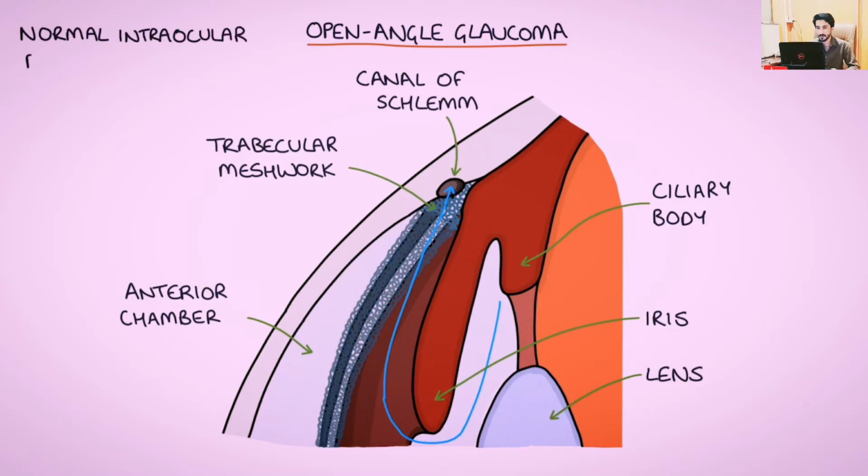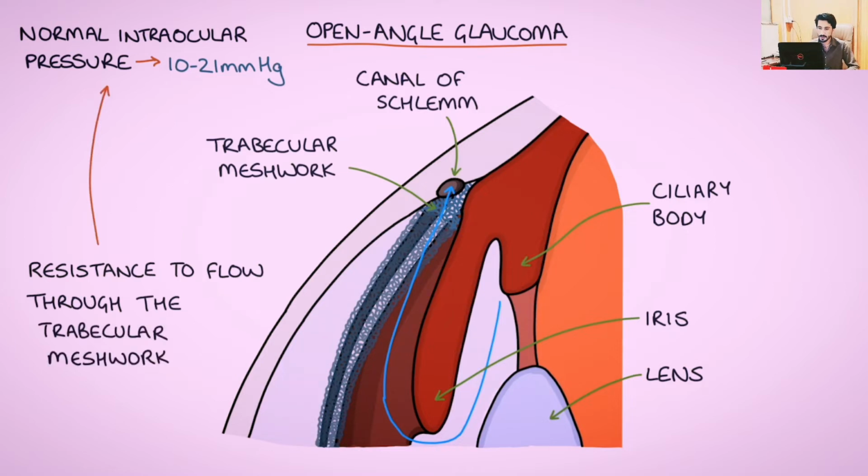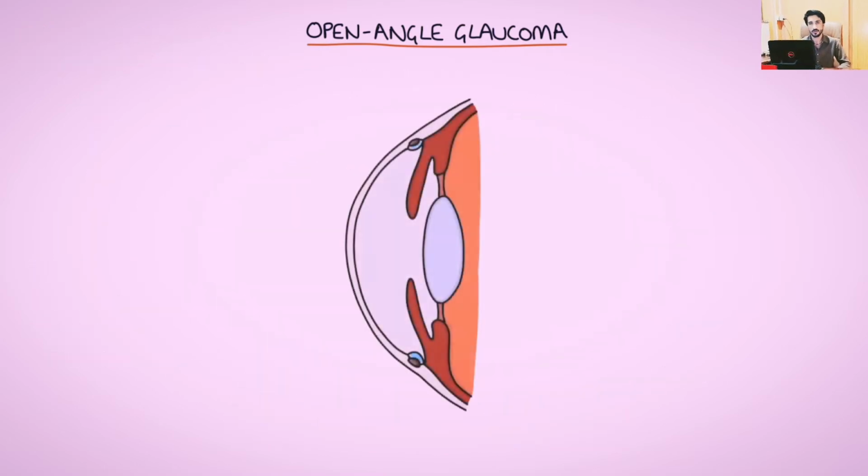The normal intraocular pressure is 10 to 21 millimeters of mercury, and this pressure is created by the resistance to flow through the trabecular meshwork. So aqueous humor is trying to flow through the trabecular meshwork out of the eye, and if there's more resistance in the trabecular meshwork, the pressure will go up because there's more resistance of aqueous humor trying to escape the eye. If there's less resistance, the pressure will go down because the aqueous humor is able to flow more freely out of the eye. So let's talk about the pathophysiology of open-angle glaucoma.